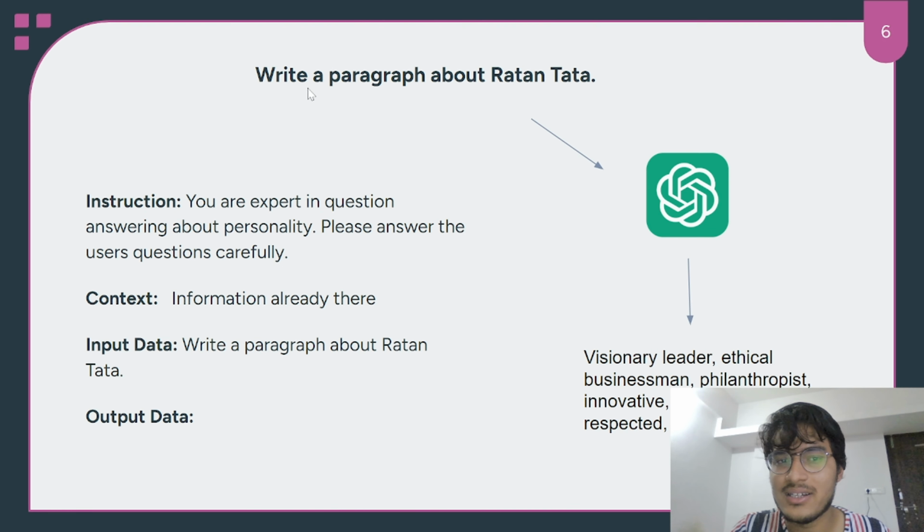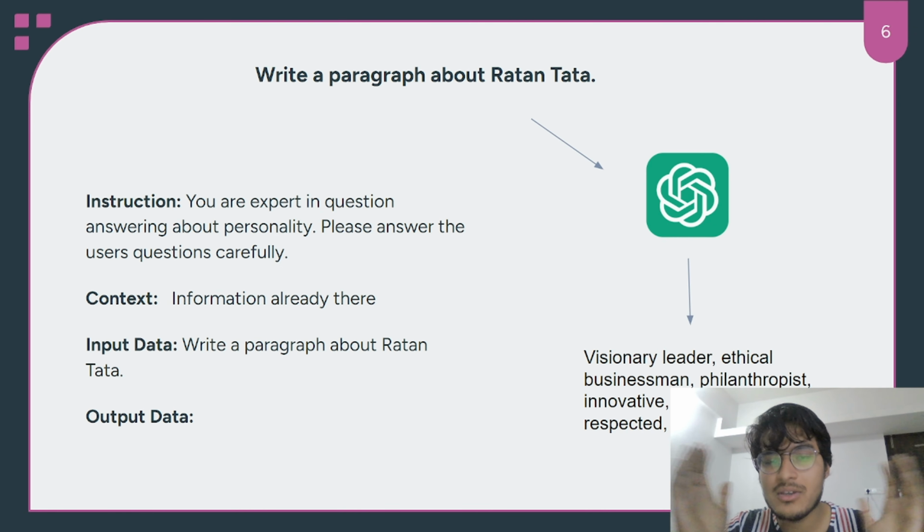So this is the input: write a paragraph about Ratan Tata. And they might have designed the prompt like this: you are an expert in question answering about personalities. Please answer the user question carefully. Now, this context, we are not giving, because ChatGPT already has that context. ChatGPT is just an app. It is using a model, GPT-3.5 Turbo or GPT-4. In that model it already has information about very famous persons, the reasoning capabilities, a lot of capabilities. Maybe it has information about Ratan Tata or Elon Musk. So that's why we don't have to give the context.